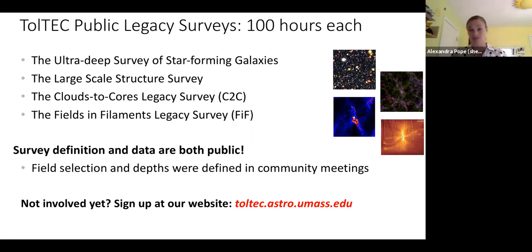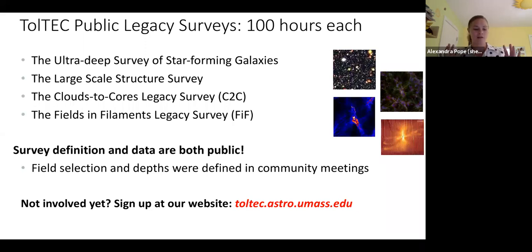Anybody is welcome to join any of these working groups. So if you're just now learning about TolTEC and you're excited by the science, please go to our website, and all you need to do is sign up to get involved in one of these working groups, and you will start getting all the emails and be invited to the meetings.